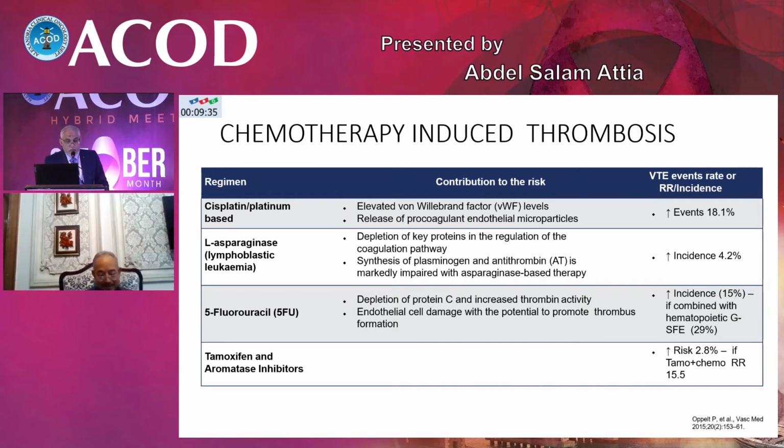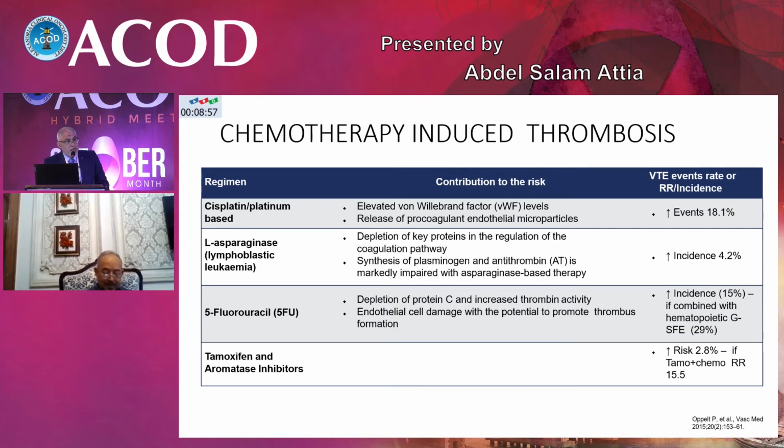Is all chemotherapy the same? Of course not. There are regimens that contribute more, especially cisplatin, which elevates the risk through coagulation factors and the release of procoagulant endothelial microparticles. L-asparaginase is another, because of the depletion of key proteins in the regulation of the coagulation pathway, and the synthesis of plasminogen and antithrombin, which are impaired with asparaginase-based therapy.